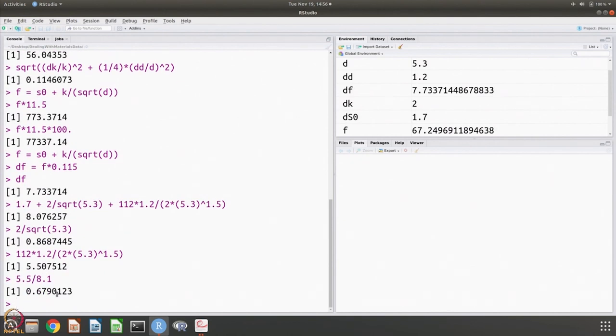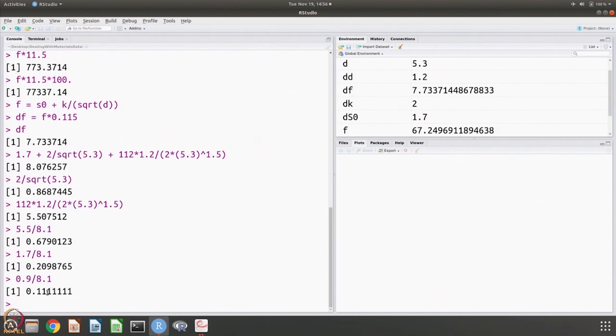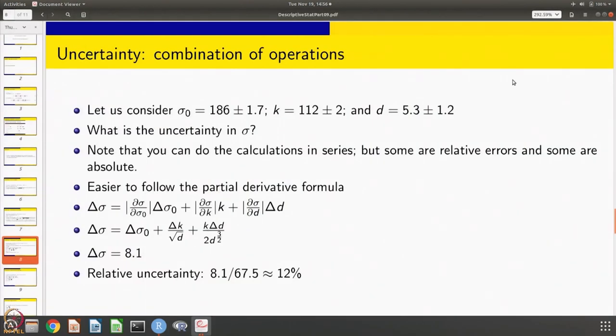So, it is about 68% contribution is coming from here, and then so 1.7 divided by 8.1. So, that is another 21. So, it is about 68 and 21. So, 89. So, remaining 11 is what is coming from this. So, that is 0.9 divided by 8.1. So, that is 11%. So, you can see the relative contribution to the error also by doing this.